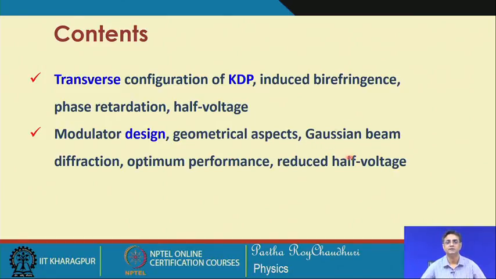Then we will look at the Gaussian beam and its diffraction through the crystal. Then, for optimum performance of the crystal, what will be the geometrical design, the geometrical aspect, we will see with a bit of algebra, and then we will recalculate the half-wave voltage, the reduced half-wave voltage, to see that the performance has really improved by incorporating this geometrical aspect of the crystal to operate as a modulator.